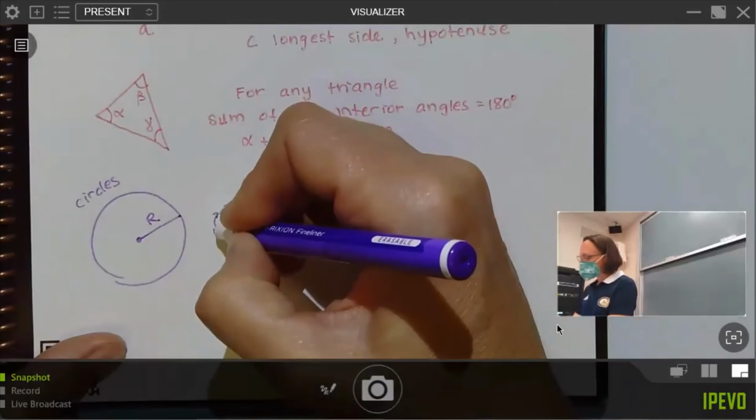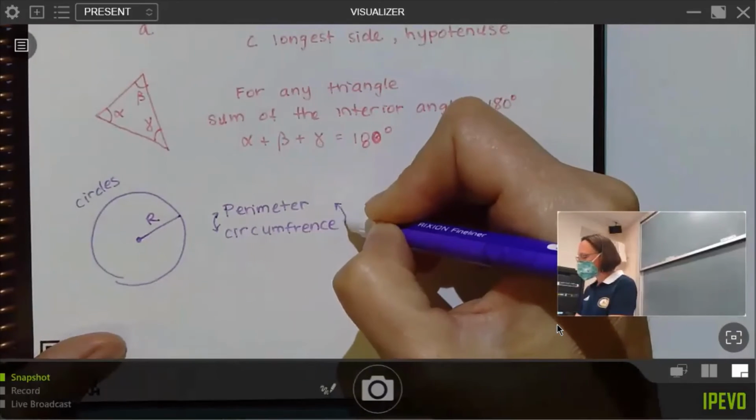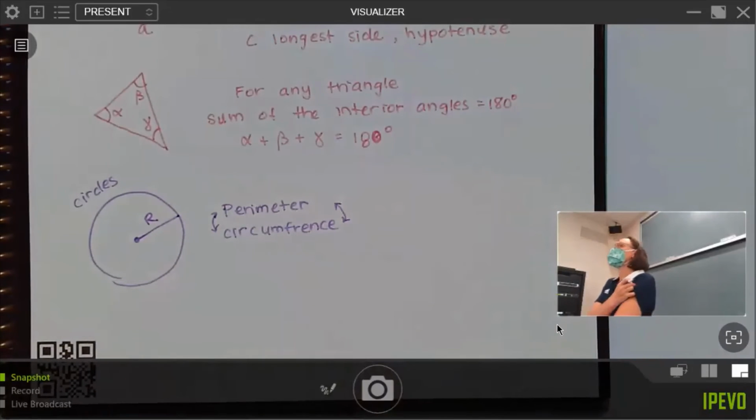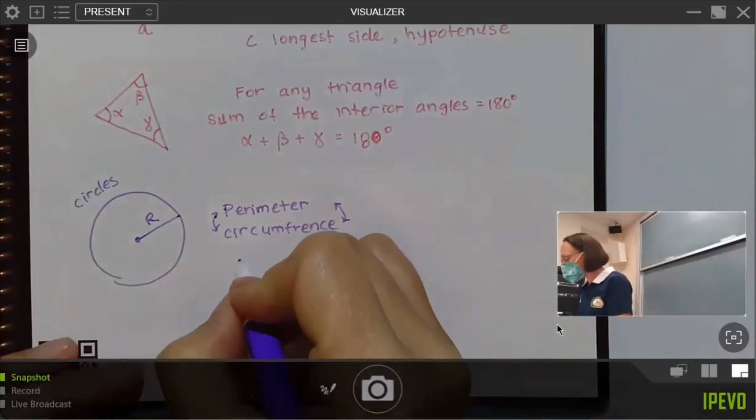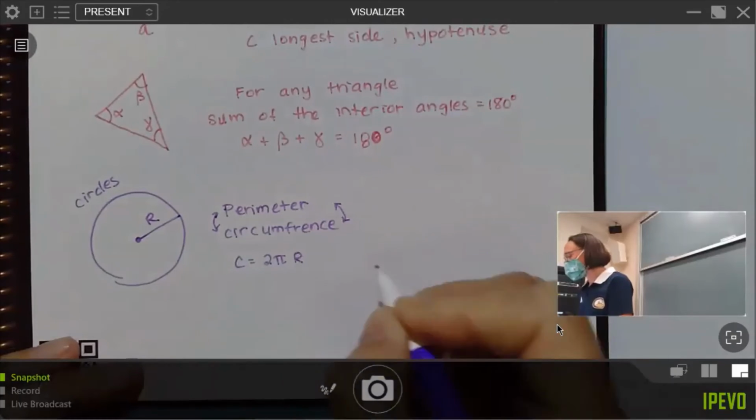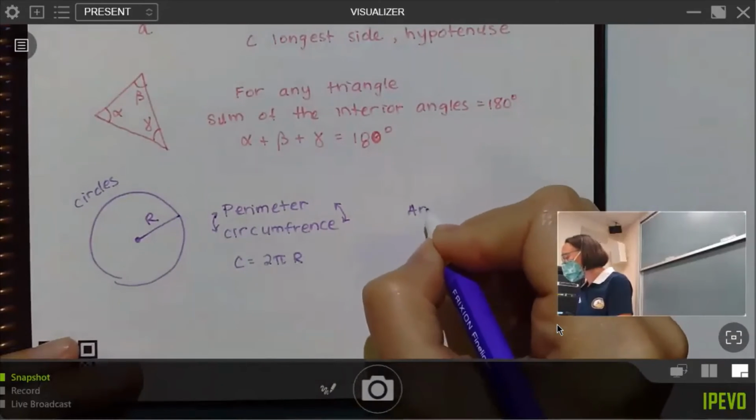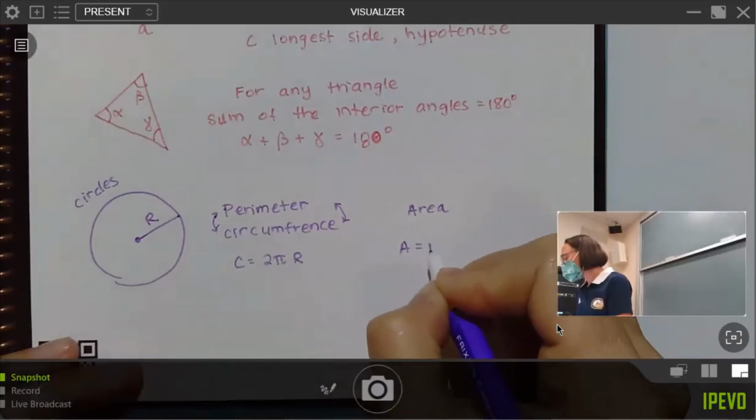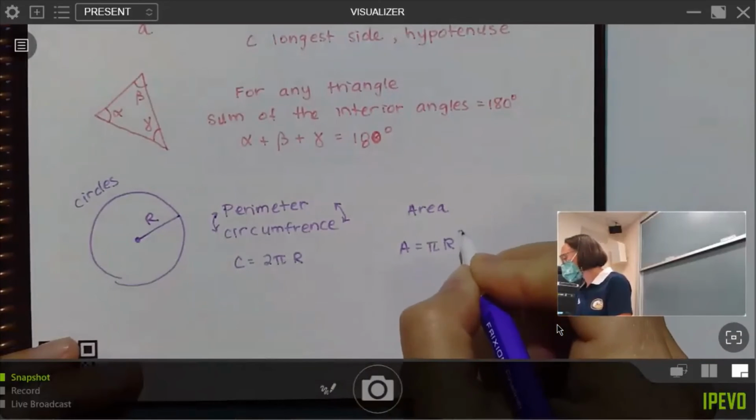They mean the same thing. It's the distance around the edge. We just give it a special name when we're talking about circles. And that circumference is equal to 2 times pi times the radius. And the area for a circle is equal to pi times the radius squared.